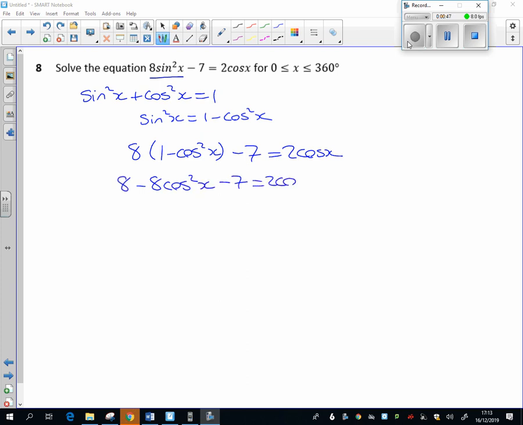Okay, and then because I've got minus 8 cos squared, I'm actually going to take it over to the right hand side, just so I don't have a negative cos squared term. So I'm going to add the 8 cos squared over. I've got the plus 2 cos x, and I've got 8 minus 7, so 1. So when I minus it over, it'll be minus 1.